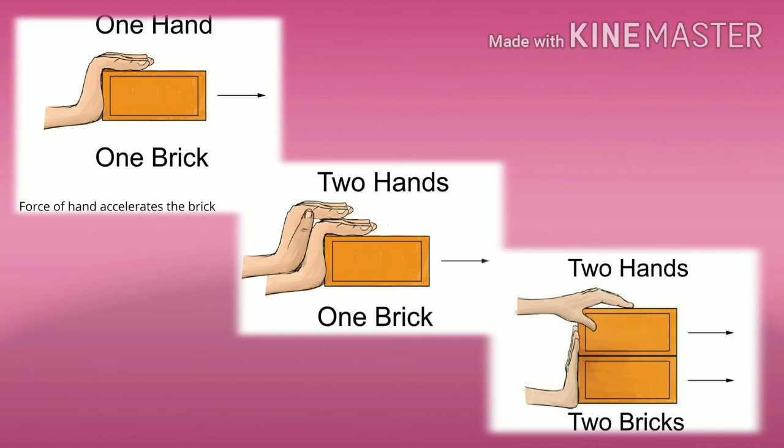In the next picture, see here two bricks, two hands. Here also we are applying force and the bricks accelerate when we apply force with both hands. So the more the force, the more the acceleration. Whenever we apply force on an object, it accelerates, and whenever we apply more force on the same object, it accelerates more. That is the second law.